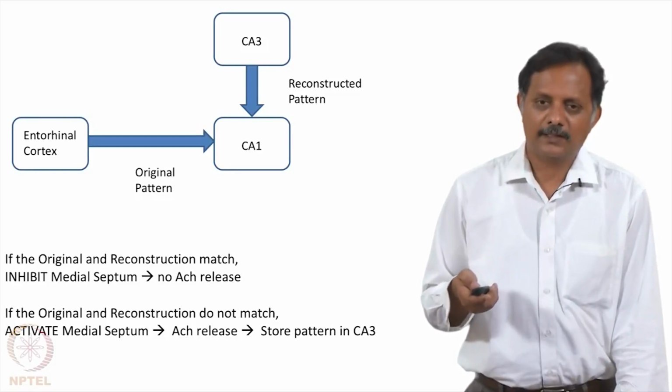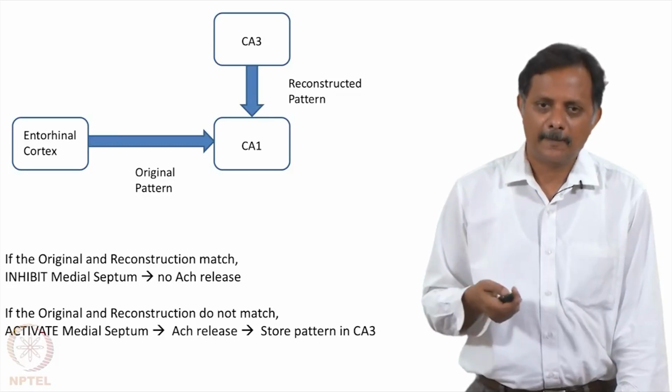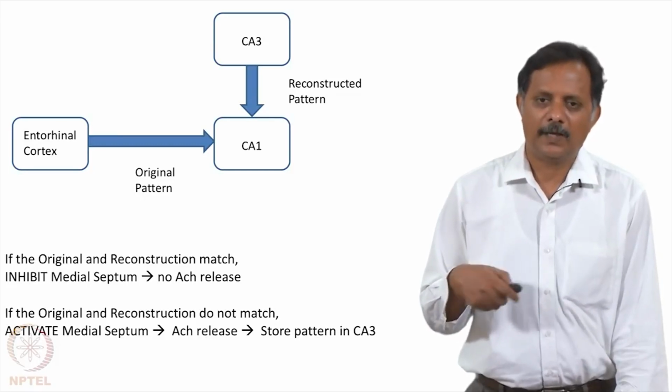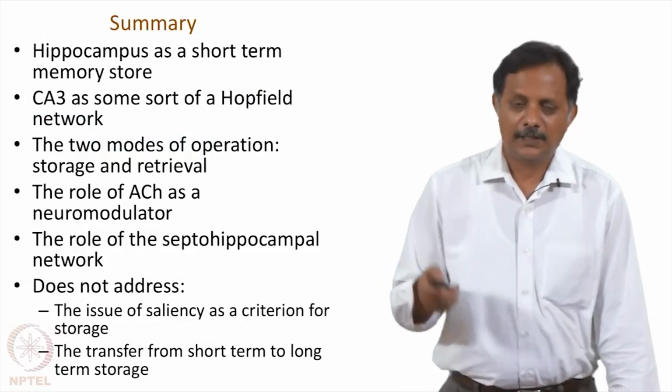So, basically CA1 says, okay, the two patterns are not matching, and therefore medial septum releases ACh to CA3, and that induces plasticity in CA3, and therefore the pattern is stored in CA3. Okay, so that kind of completes the story.